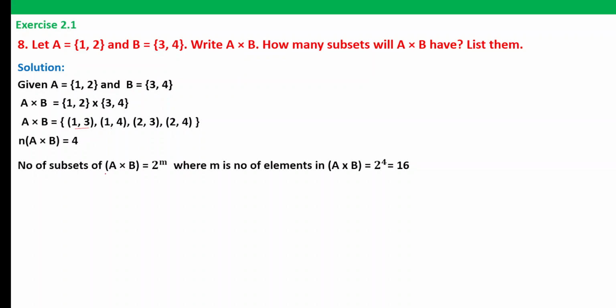The number of subsets for A × B is 2^m, where m is the number of elements in A × B. So we know that the number of elements in A × B is 4. So 2^4 is 16. Therefore, we have 2^4 subsets, that is 16 subsets.